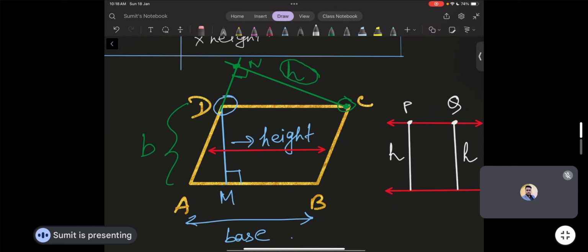So how you are measuring the height, how you are measuring the distance between the two lines, that doesn't matter. What matters is what the height between the two lines is. So between the sides AD and BC, the height is considered as H, but the base will be the same as AD, because we are finding the area for the parallelogram. So the base of the parallelogram should be taken, and height means the distance between the two lines only. Clear?